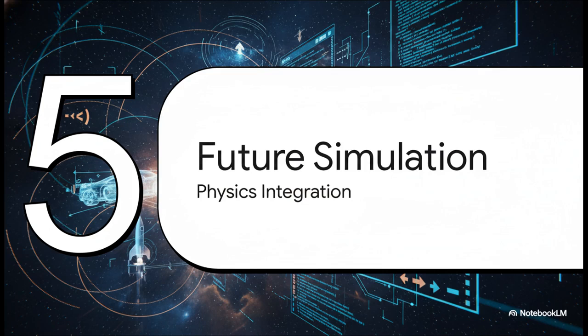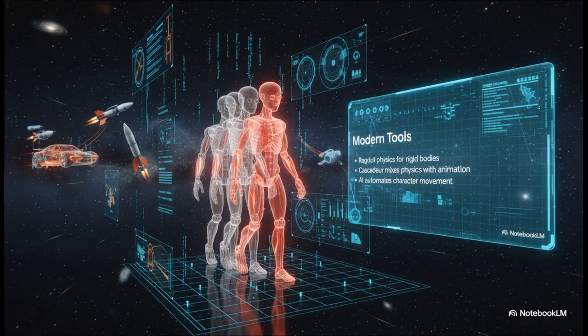Finally, section 5, the future of simulation. The days of painstakingly hand-drawing every single frame to fake these physics are completely evolving. We started out with ragdoll physics, where a character is basically treated as interconnected, rigid bodies reacting to gravity and impact. But tools like Cascader take it a massive step further. They can take a handcrafted artistic animation and mix it with physical simulation, automatically adjusting the character's poses to add that profound sense of weight and inertia we've been talking about.